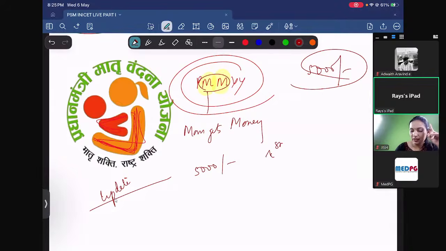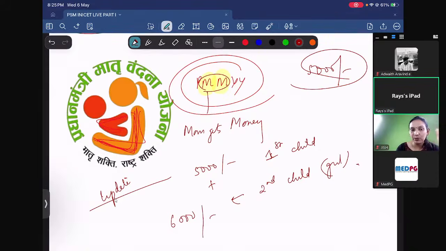The first child's delivery, the mother gets 5,000 rupees, and that also is not just given in one go. It is given as 3 installments at 3 particular points. I'll tell you which are the points. But now, along with the first child, if the second child is a girl, for that delivery, the mother now gets 6,000 rupees.